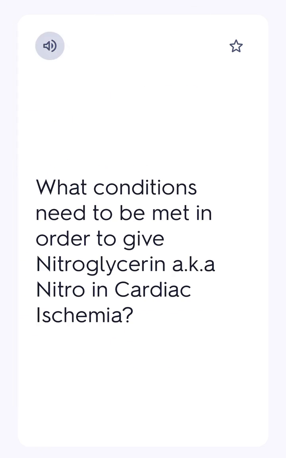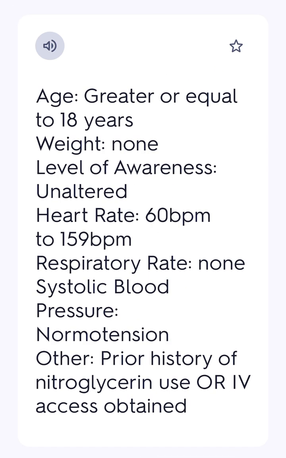What conditions need to be met in order to give nitroglycerin, aka nitro, in cardiac ischemia? Age, greater or equal to 18 years. Weight, none. Level of awareness, unaltered. Heart rate, 60 bpm to 159 bpm. Respiratory rate, none. Systolic blood pressure, normotension. Other, prior history of nitroglycerin use or IV access obtained.